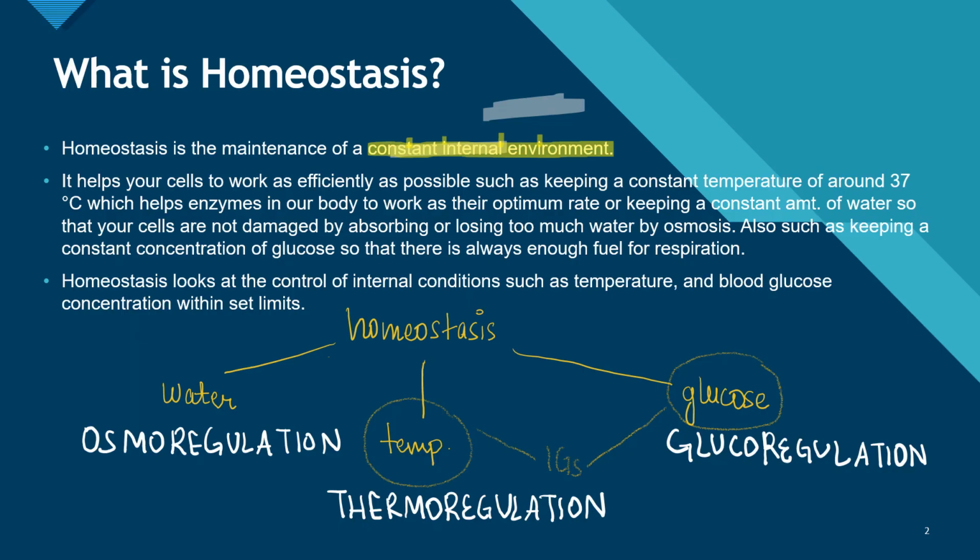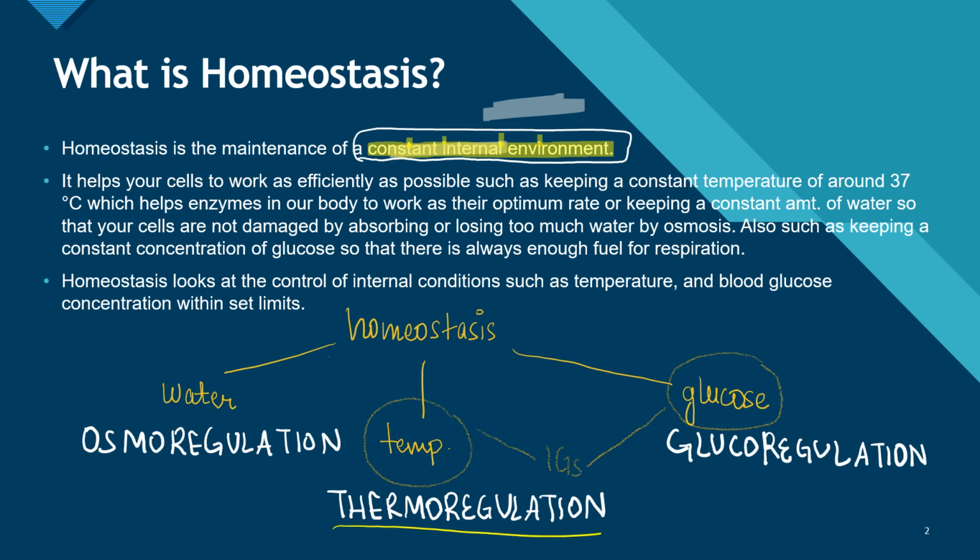So what is homeostasis? Homeostasis is basically the maintenance of a constant internal environment. That is really key. It's the maintenance of a constant internal environment. It helps your cells to work as efficiently as possible, such as keeping a constant temperature of around 37 degrees, which helps enzymes in your body to work at their optimum rate.